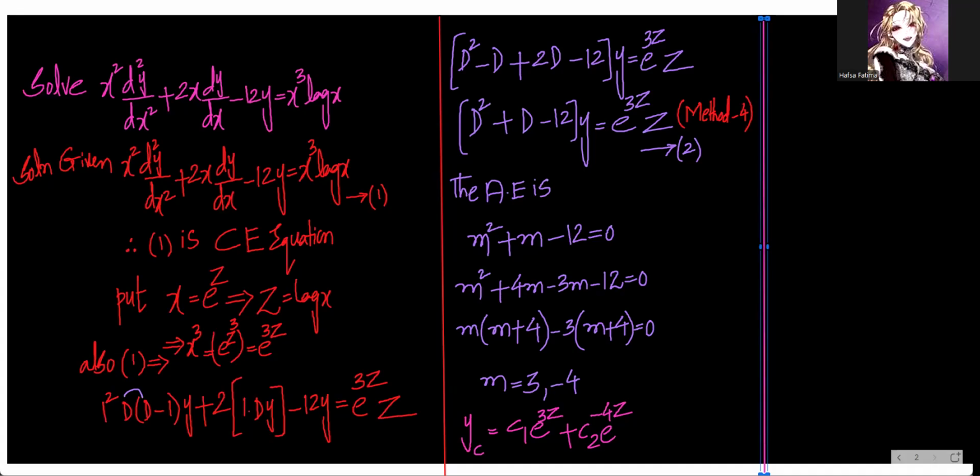Now you see how yp becomes. Our yp is equal to 1 by d square plus d minus 12 into e power 3z into z. If you remember the methods, you can easily solve these questions. According to method 4, we have to bring e power 3z to this side, and every d is replaced with d plus 3. That is the procedure. Put d is equal to d plus 3.